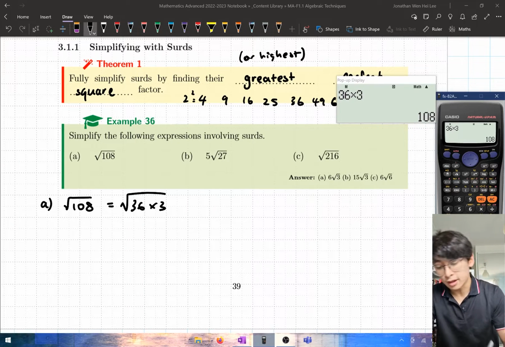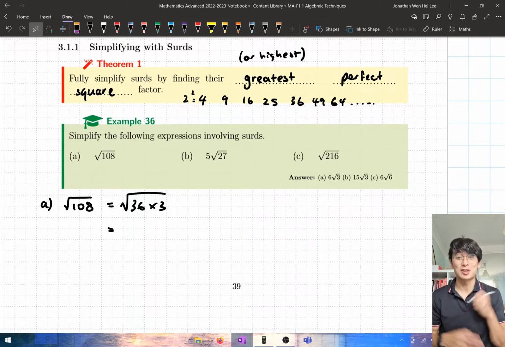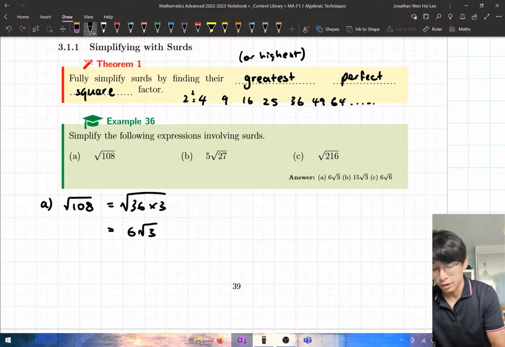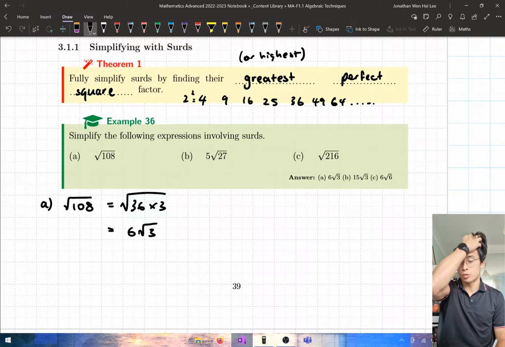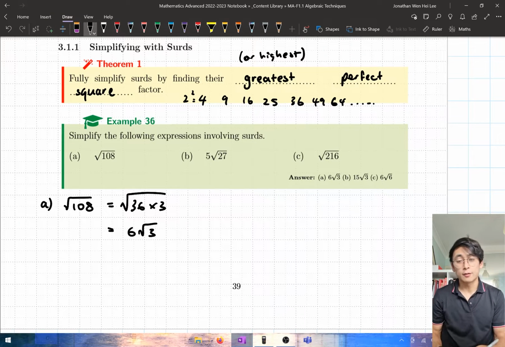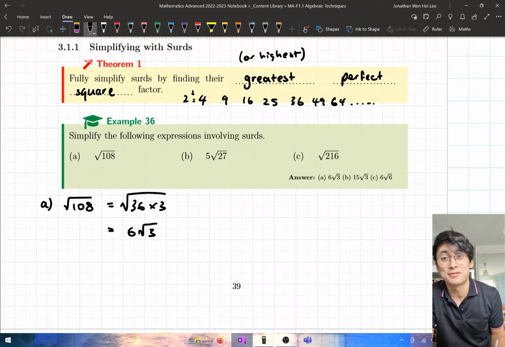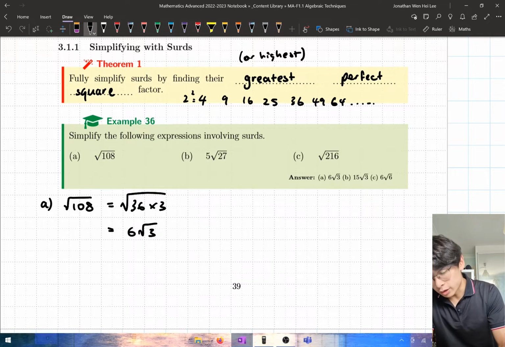And so what I can do is take out that 36, because 36 is a perfect square. 36 is just 6 squared. And so I can take that 36 out of that square root and just rewrite this as 6 square root 3. I can rewrite my surds by taking out that perfect square factor and just pull out the front and write the square root value there. So here I took out the square root of 36, which gave me the 6, and so I'm left with 6 root 3.